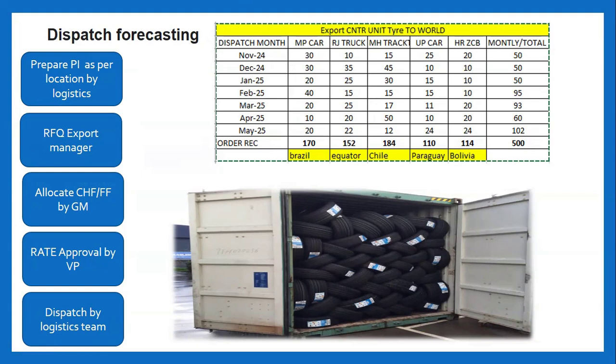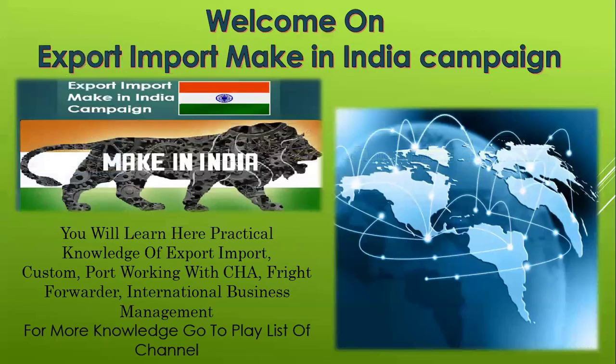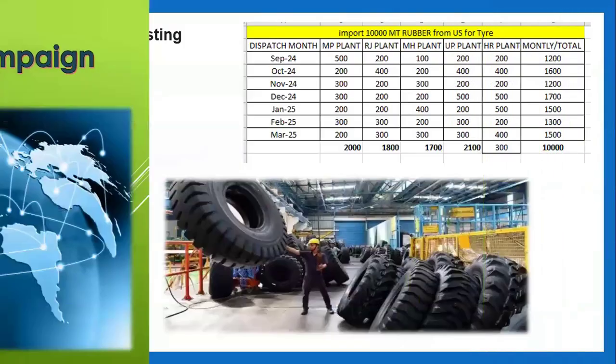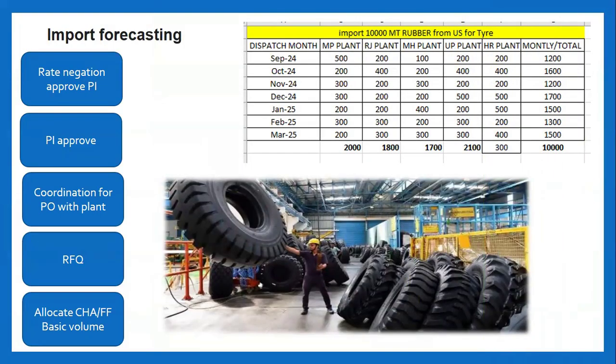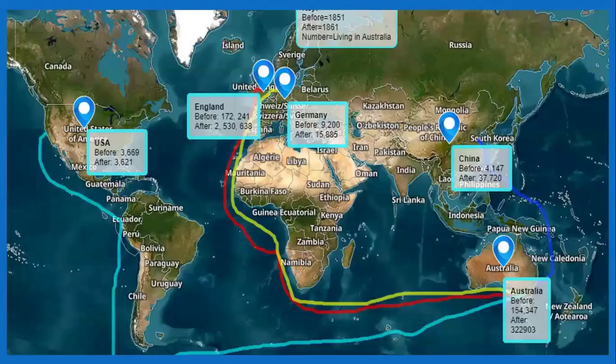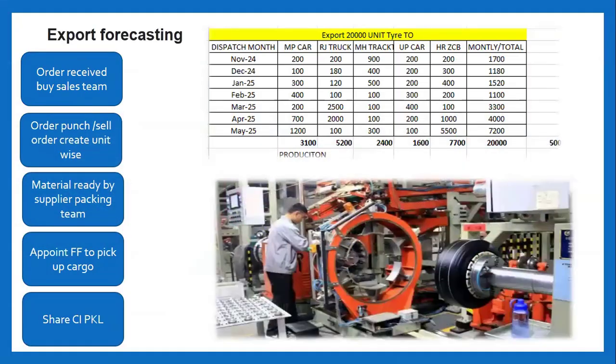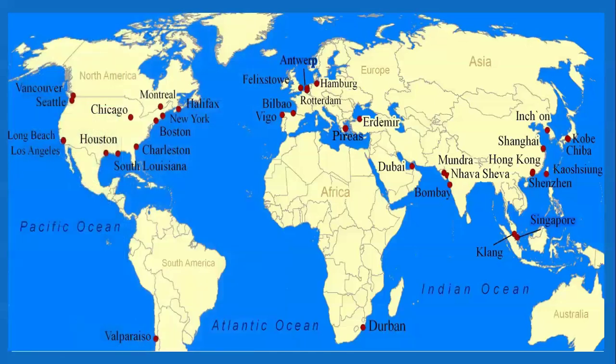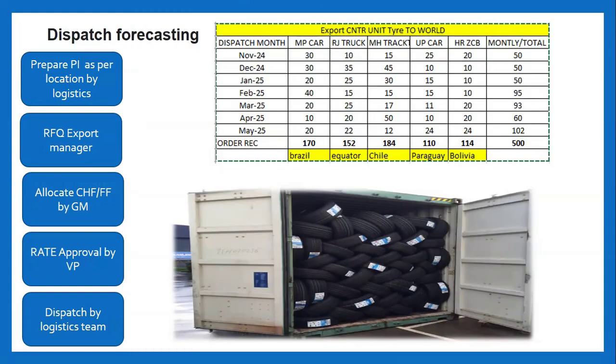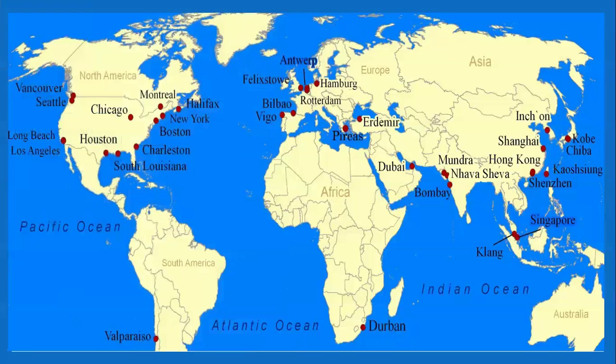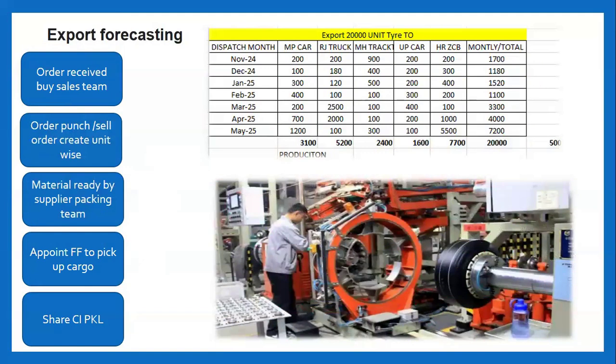So we received an order for 20,000 tires from South American countries. How will we proceed? Namaskar friends, welcome to Export Import Make in India campaign, and in this session we will understand import forecasting, then export forecasting, and the dispatch procedure regarding the manufacturing process. Here we have received the order of 20,000 tires to export to South America.